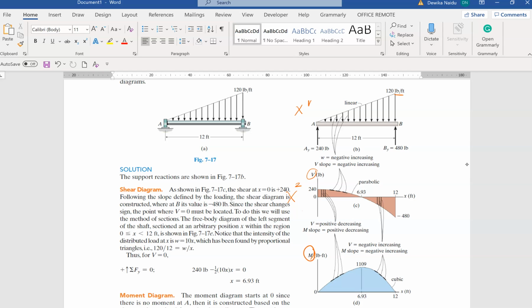And the mx graph will be in the order of 3. Yeah, that's how it goes. The order will be increasing. Okay, let's look at the hint here. We have 240 pointing upwards, so it will start at positive 240. Yeah, because it's pointing upward, right?